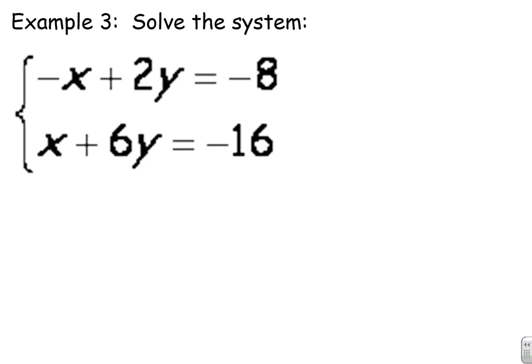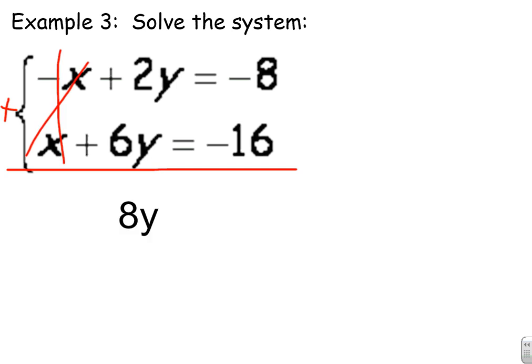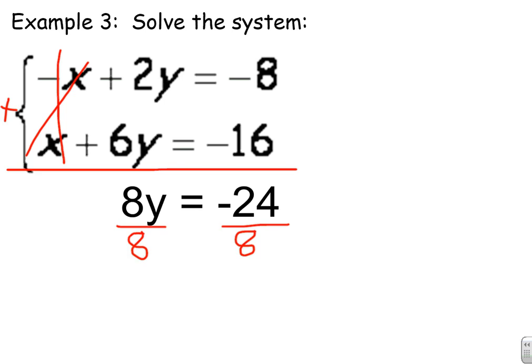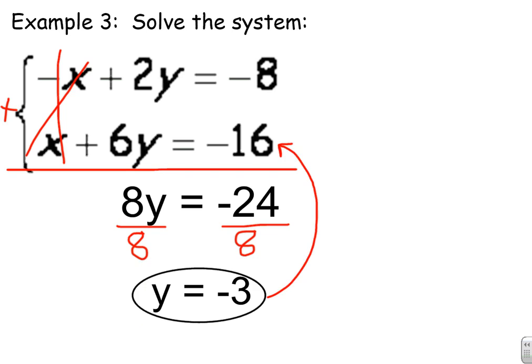Make sure you're pausing the video. Come on, pause it. Of course, we're adding these equations together. We're eliminating our x values because they're opposites. Our y's make 8y. Our constants make negative 24. We divide both sides by 8. Y equals negative 3. Now that we have that value, we're going to plug it back in.